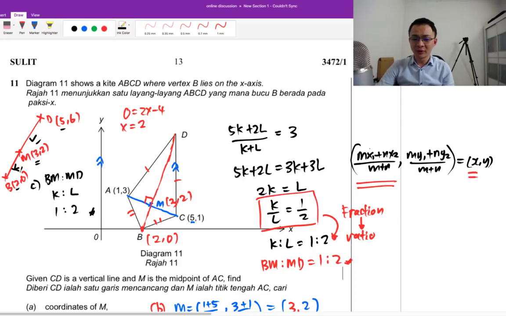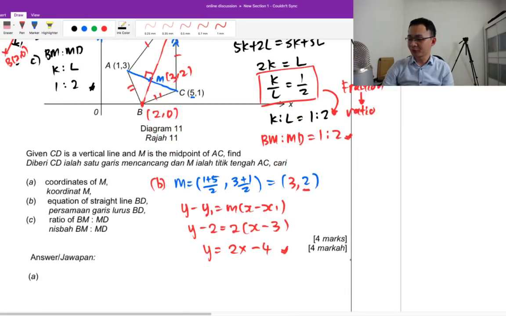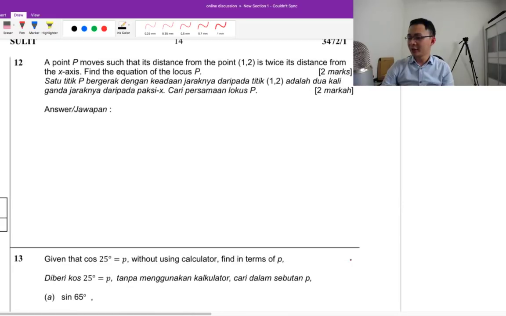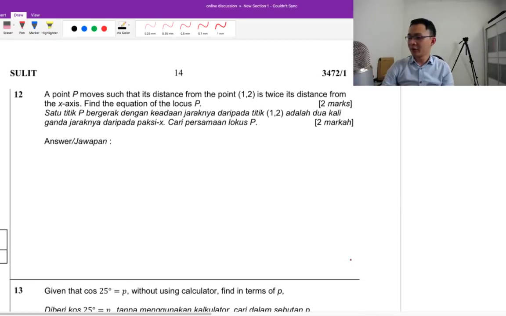Okay, so let me move on to the next one. Okay, number 12. This one is a little bit confusing, so what I will do is like this. The point P moves such that its distance from point (1, 2) is twice the distance from the x-axis. So this is what I will do. We have 2 marks only, so I will straight away do P. I am going to let the coordinate be x and y.